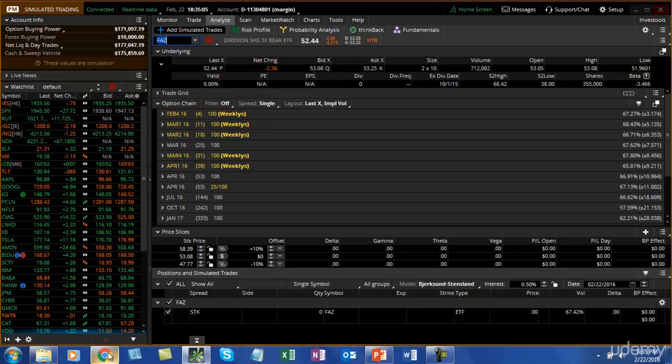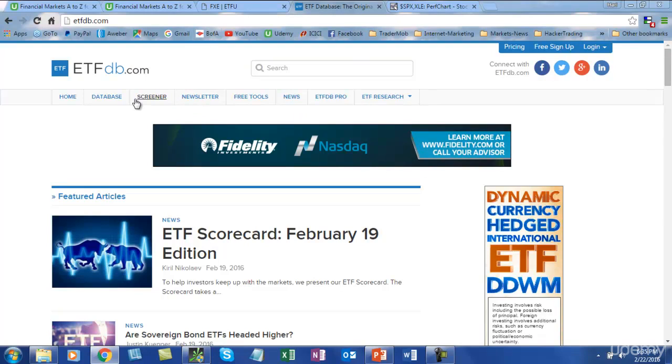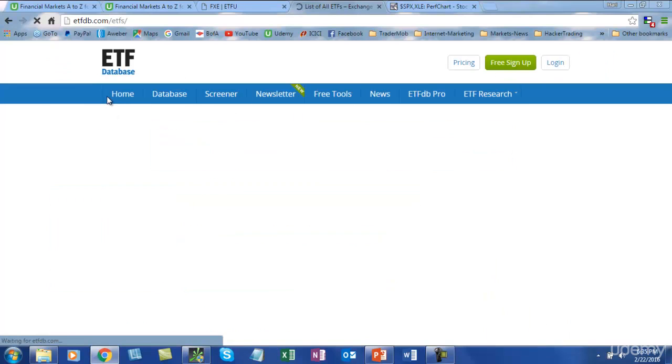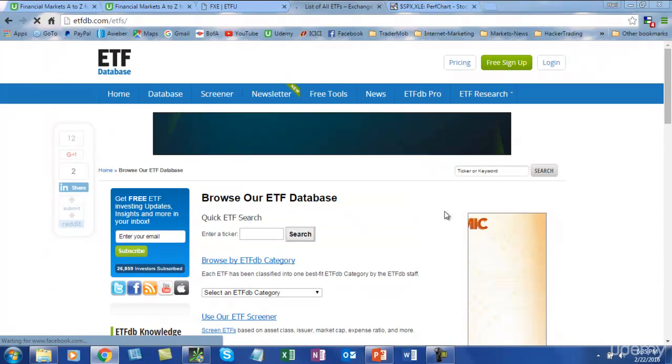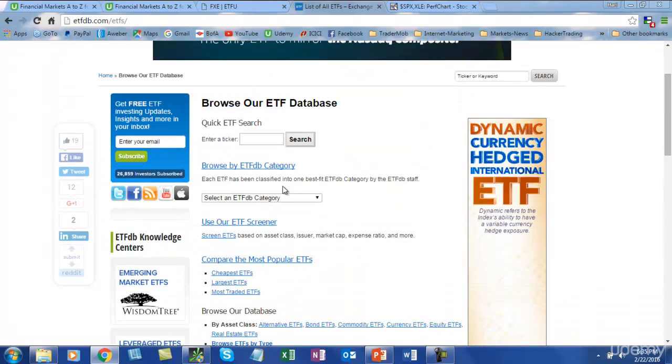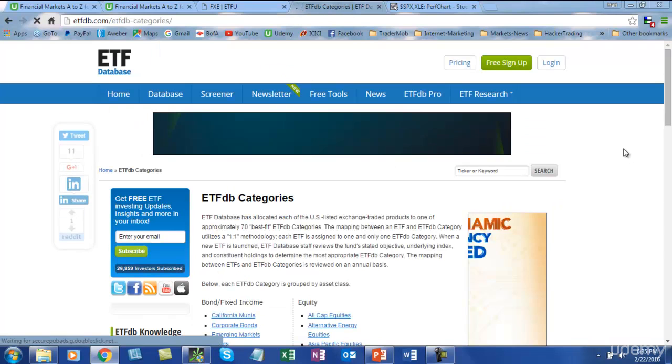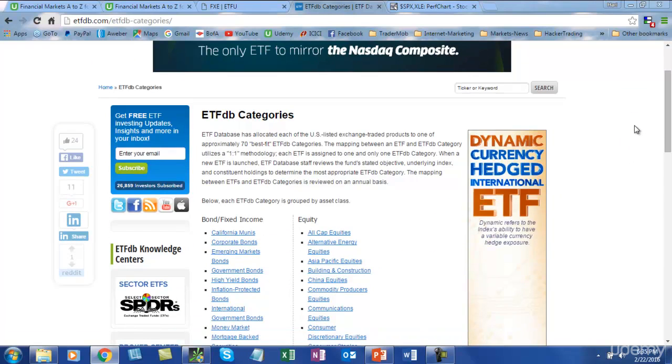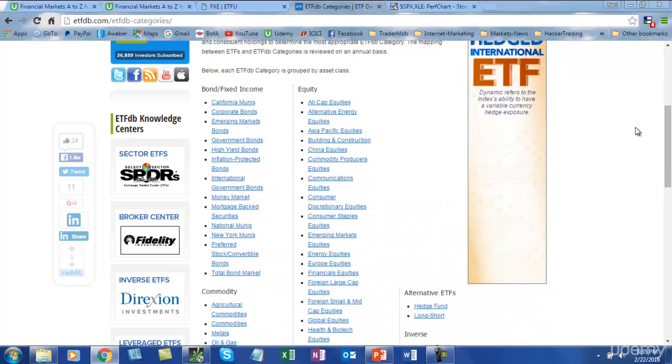So what I want to do now, we didn't look at this site, etfdb.com, and I want to show you their database. It actually displays all the ETFs in a very nice way. And here what we're going to do is click on this, browse by ETFDB category. This gives you a fantastic view of all the different ETFs there are.